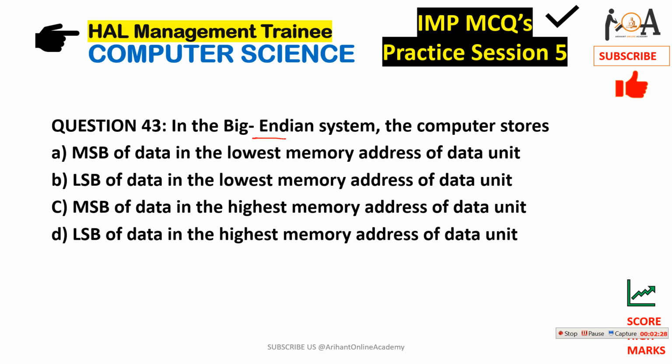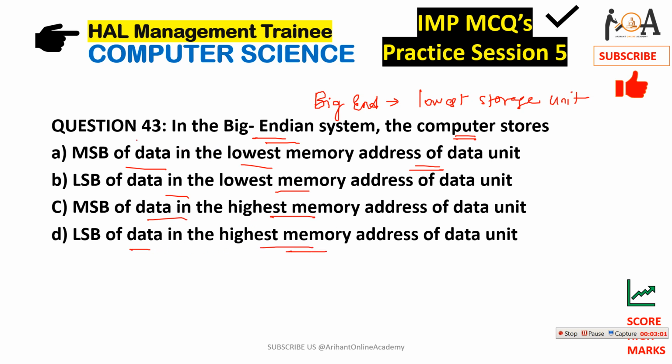Next question is, in the big endian system the computer stores. Big endian system means the big end of the data will be put at the lowest storage unit. The options are: MSB of data in the lowest memory address of the data unit, LSB of the data in the lowest memory address, MSB of the data in the highest memory address, or LSB of the data in the highest memory address. So the MSB, the most significant bit, would be at the lowest memory address. So option A is the correct one.